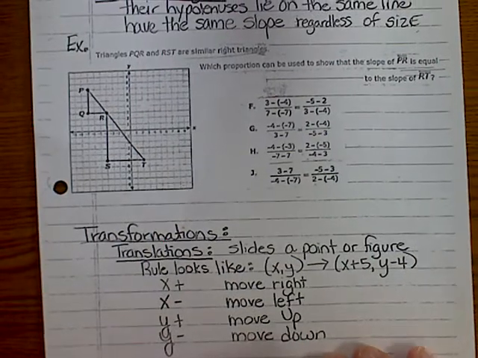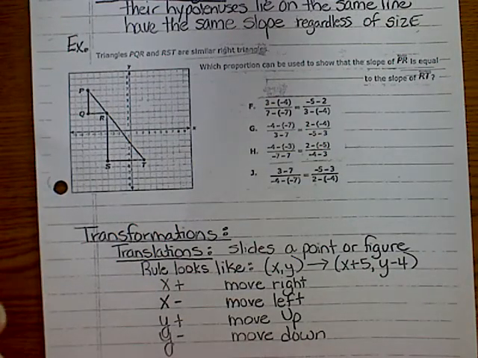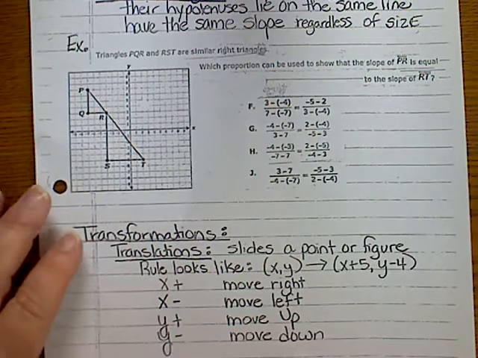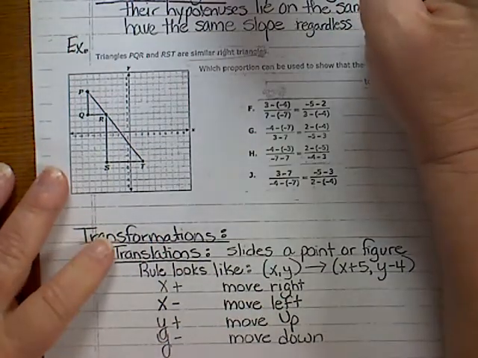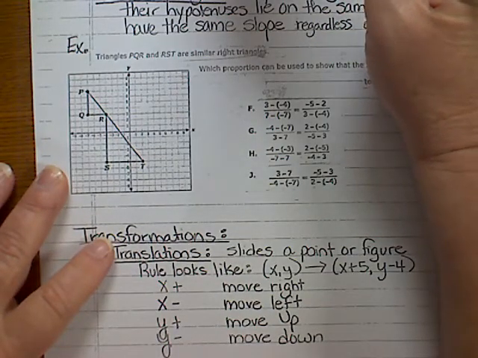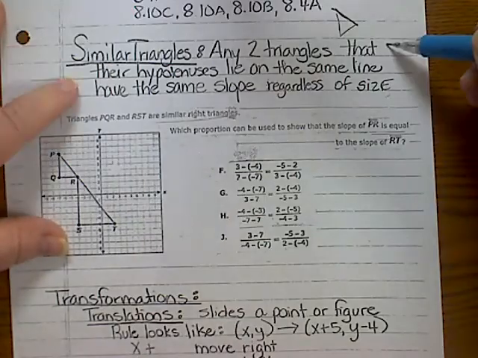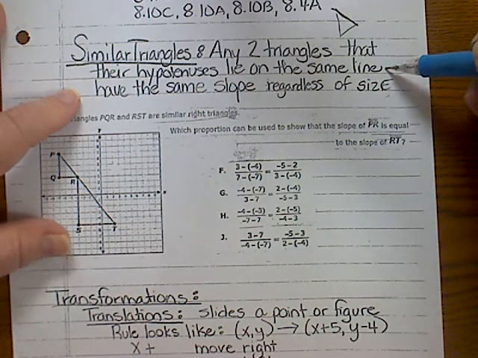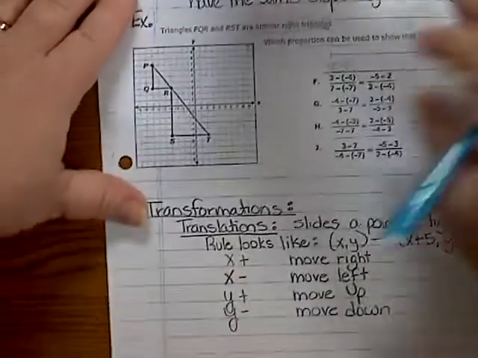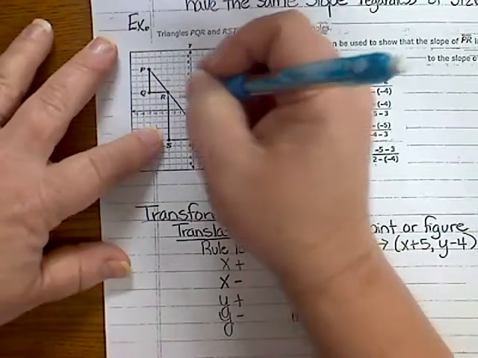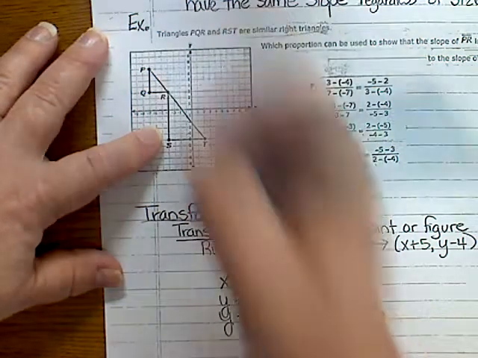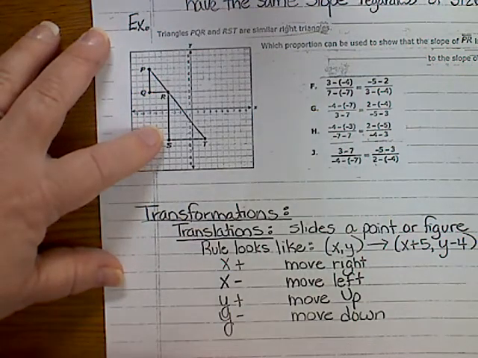Okay, so let's start out with similar triangles. Similar triangles: any two triangles whose hypotenuses, now remember, that means they have to be right triangles, right? And the hypotenuse is always the longest side or the diagonal side. Their hypotenuses lie on the same line and have the same slope regardless of size. So they'll always be represented to you like this, or sometimes one of the triangles is on this side and one's on that side. They'll always be different sizes.